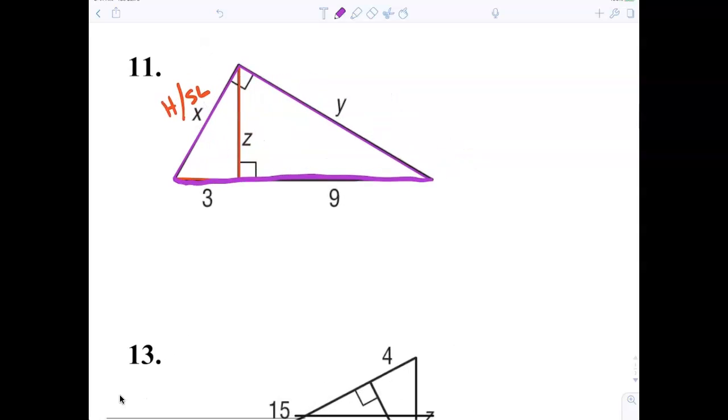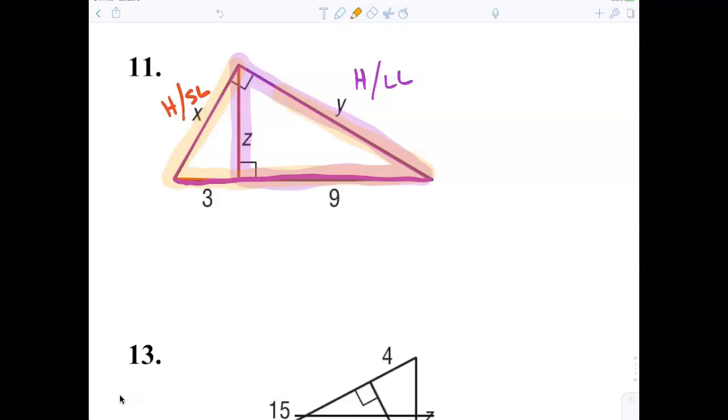Now, Y could be the what? Hypotenuse, or it could be the what? Long leg. Does everybody see that? Right, because again, this time I'm looking at this triangle right here. If I'm looking at that triangle, it would be the hypotenuse. If I'm looking at this triangle right here, it would be the what? Long leg. Everybody see that? There's three triangles that you're looking at. All right, you have to establish the relationship.